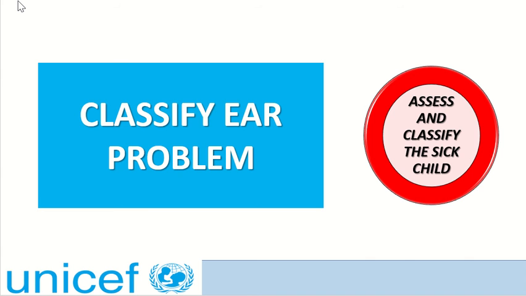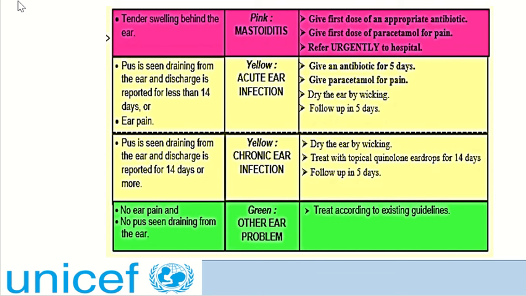Now we go to the classification. We have three categories of classification: the pink one, mastoiditis; the yellow one, either acute or chronic ear infection, depending on the duration of the ear discharge. If it's less than 2 weeks, it's acute. If it's more than 2 weeks, it's chronic. Or in the green zone, other ear problem.